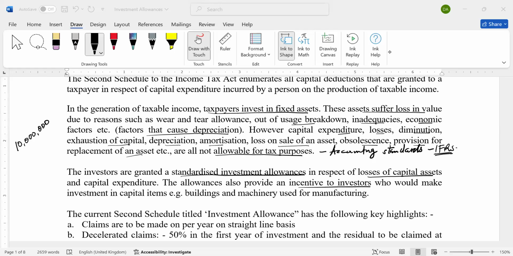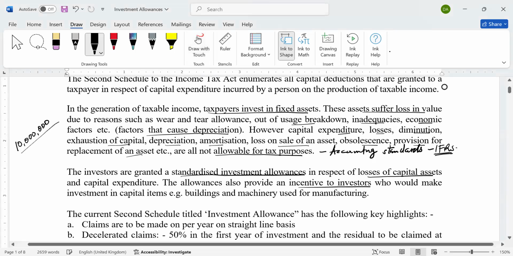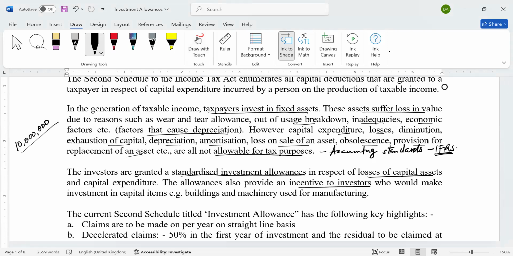Can they get, let's say, a profit of some 10% of this capital cost so that they get 1 million in 1 year? Do you think that is possible? Most probably. Or 20%? Yes. 10%. Maybe 10%.